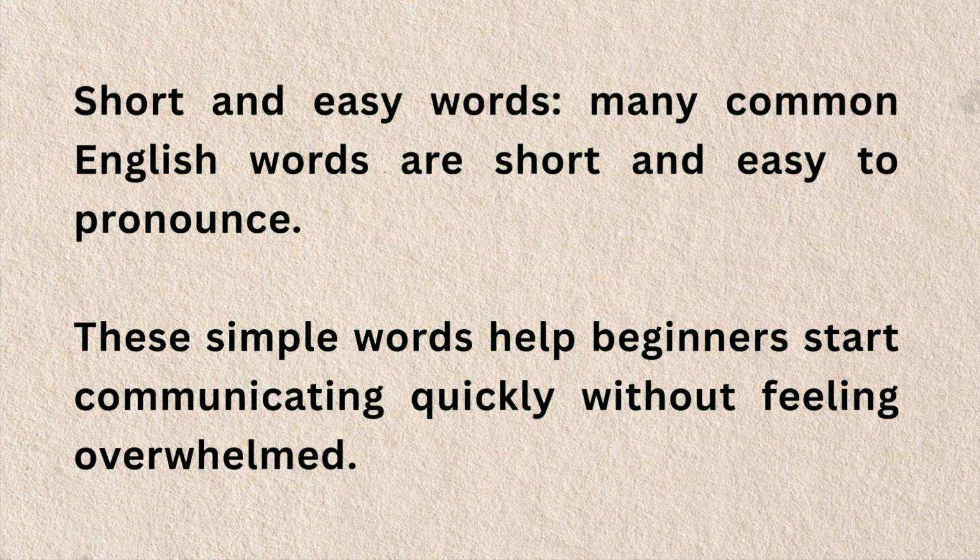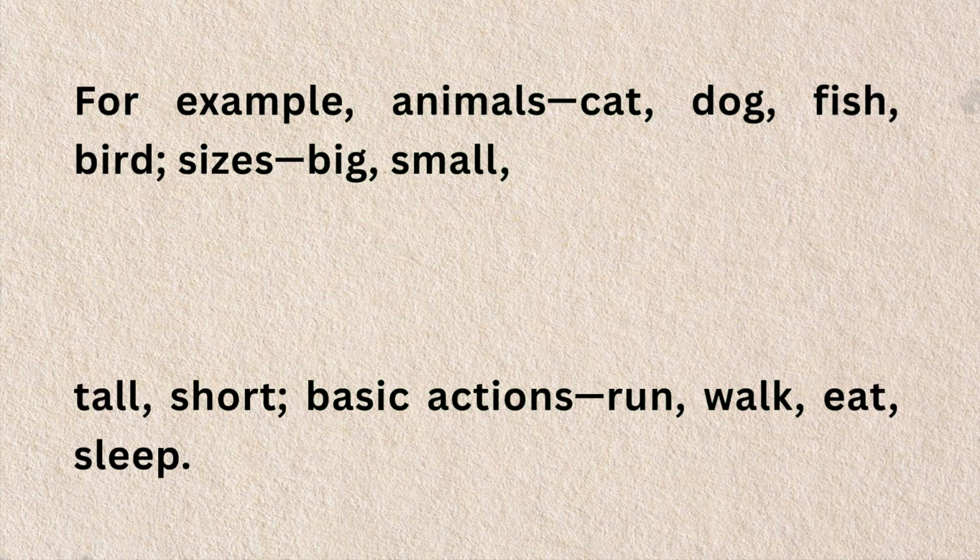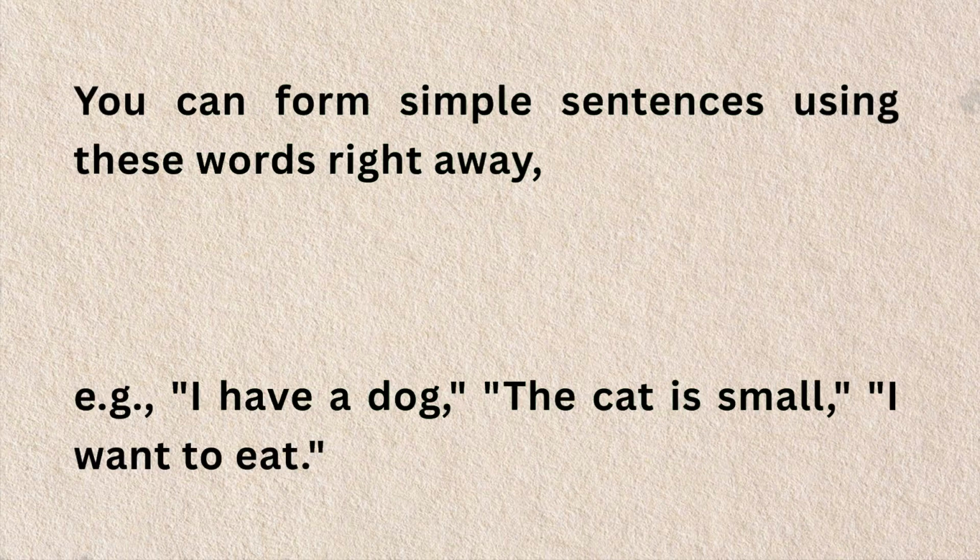Short and easy words. Many common English words are short and easy to pronounce. These simple words help beginners start communicating quickly without feeling overwhelmed. For example, animals: cat, dog, fish, bird; sizes: big, small, tall, short; basic actions: run, walk, eat, sleep. You can form simple sentences using these words right away, e.g., I have a dog, the cat is small, I want to eat.